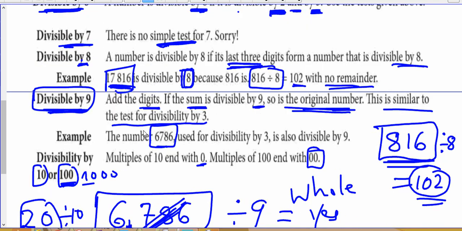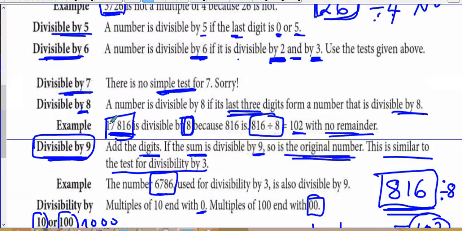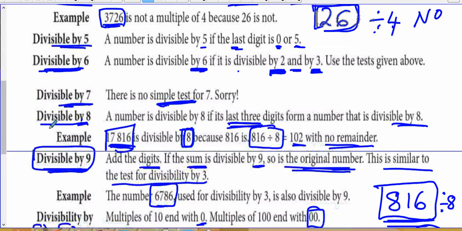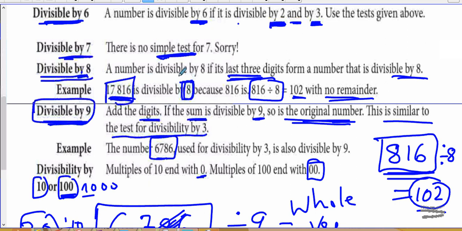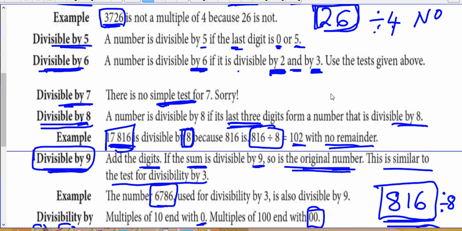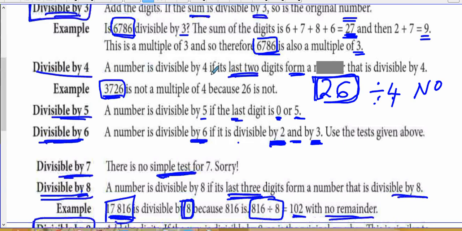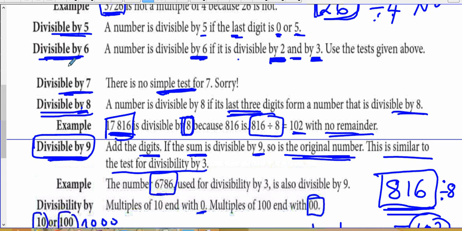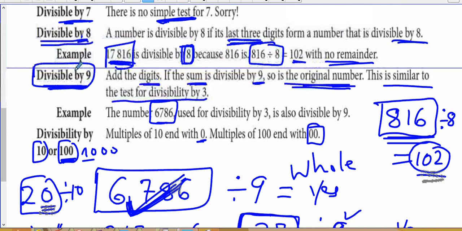The divisibility test for the number 4 and the divisibility test for the number 8 look similar, not the same, but similar. A number is divisible by 8 if its last three digits form a number that is divisible by 8. How about divisible by 4? A number is divisible by 4 if its last two digits form a number that is divisible by 4. For divisibility by 4, we look at the last two digits. For divisibility by 8, we look at the last three digits and see if they form a number that is divisible by 8.